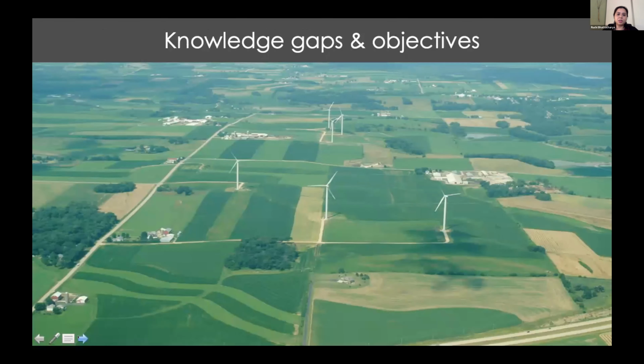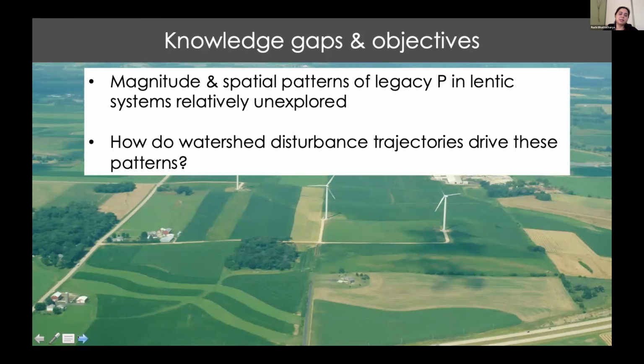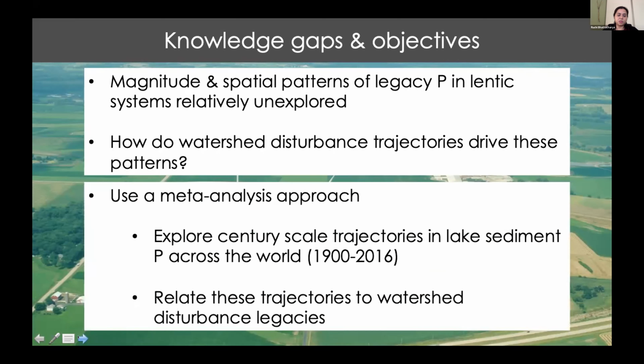There's been a lot of work in terms of understanding how watershed deposits of legacy nutrients affect water quality, but still there are knowledge gaps in terms of knowing what is the magnitude and spatial patterns of legacy phosphorus in lake ecosystems, and what are the factors that drive them. So in order to answer these questions, I used a meta-analysis approach, and I explored the century scale trajectories of lake sediment phosphorus in lakes across the world, and then related these to trajectories of watershed disturbance.